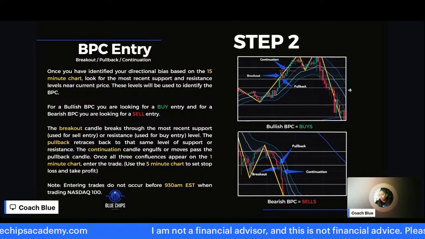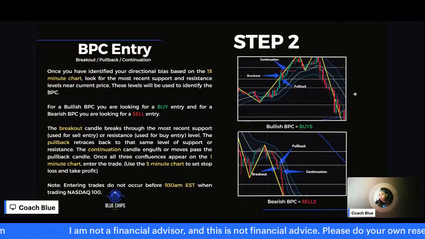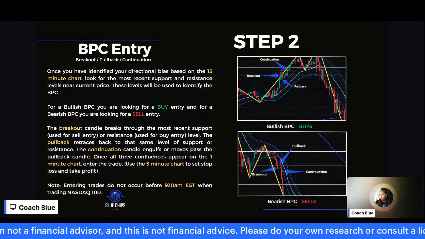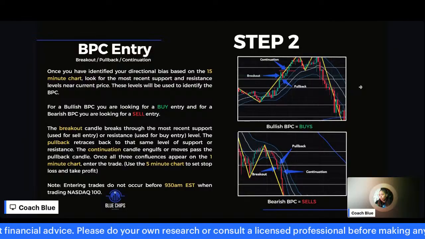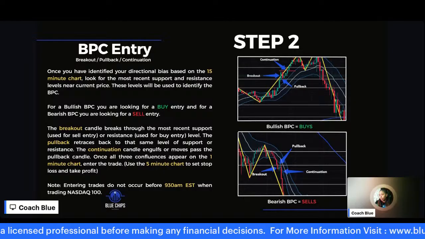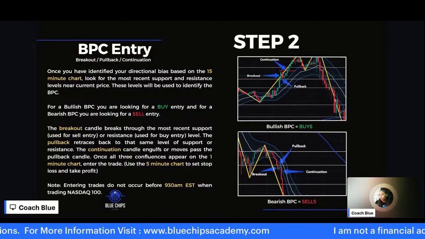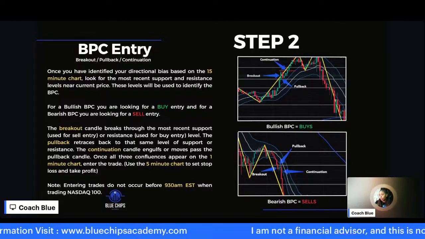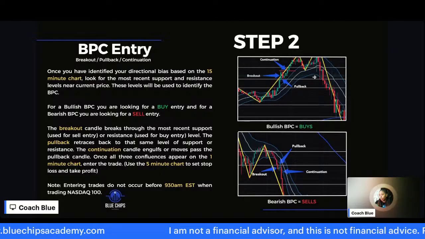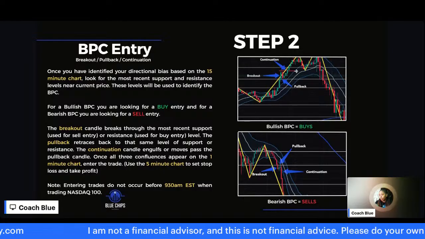Now we look for the BPC structure on the 1 minute. We set our support and resistance levels on the 15 minute, and we look for our stop loss on the 5 minute. 1 minute is for BPC, 5 minutes for stop loss, 15 minutes for structure, support, and resistance. That's very, very important, because if you don't have these time frames down, then that can skew your entry when you're entering the trade.